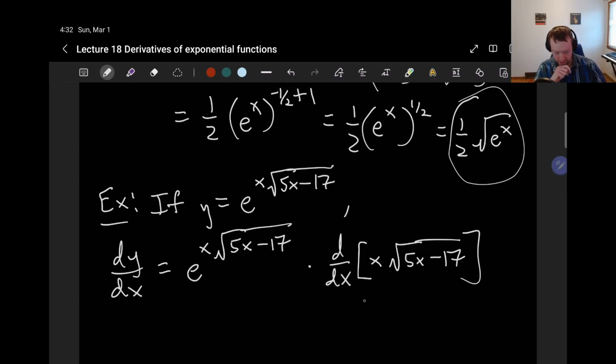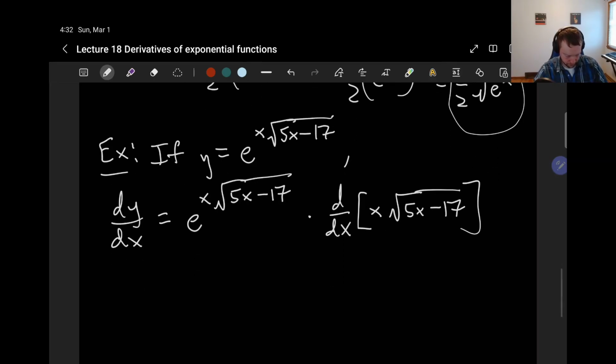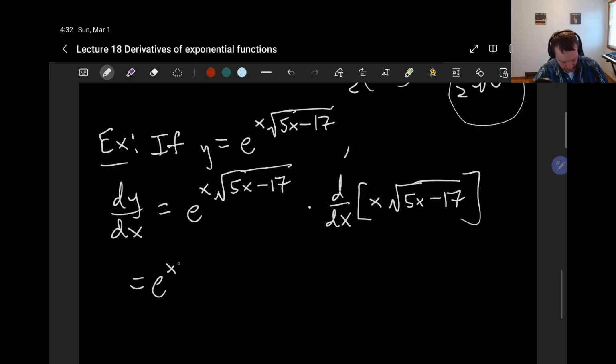Well, notice this is not the easiest derivative in the world. Notice that it's a product. Right, I'm taking x times this square root. So that right there is a product rule. I'll copy this first part. And I'll need my parentheses because this is going to be a pretty big expression. So times this whole derivative.